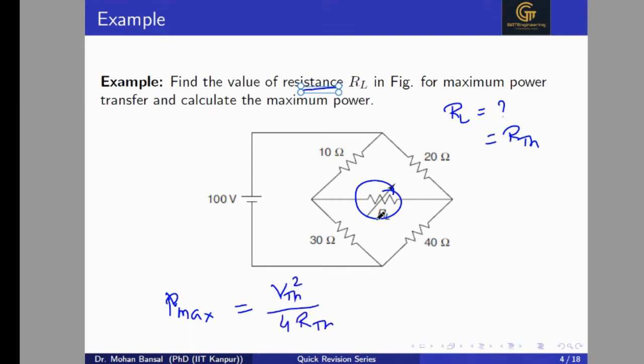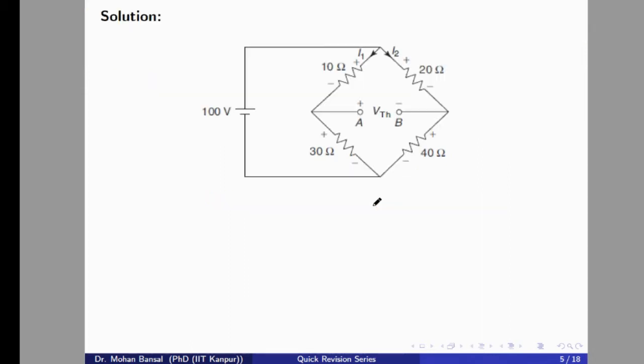So overall, for solving this problem, we have to simplify the Thevenin circuit. It means we have to compute VTH and RTH for P max, and we have to compute RTH for RL. So let's see how we can simplify it, how we can find out the value of VTH and RTH. First, we'll remove the load resistance and we'll compute the VTH across the terminal.